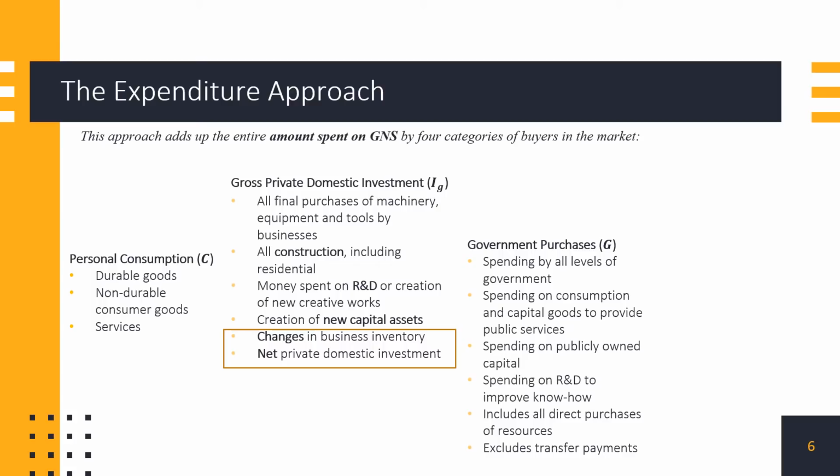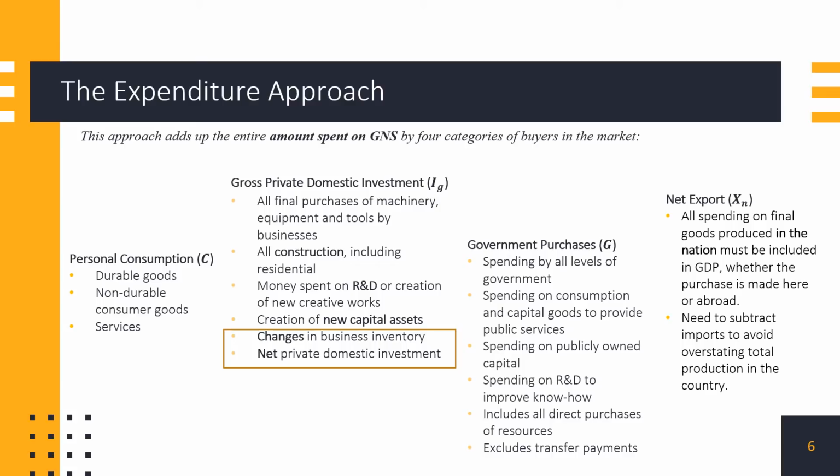However, the G, or government purchases, excludes transfer payments because these do not reflect current production. Now, the fourth category of buyer, as I mentioned just now, is foreign buyers. The category is called net export, or XN. This basically refers to all the spending on final goods produced in the nation.